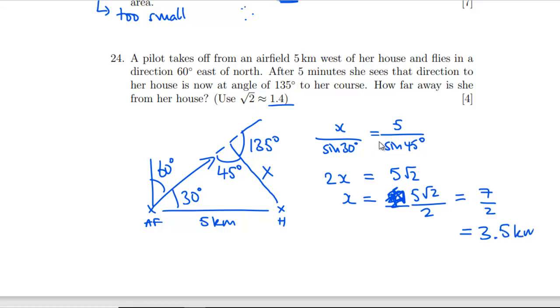3.5 kilometers. I suppose I really clocked that we were using that 1.4 for root 2, which makes the sums a little bit quicker. Yeah, that was just a straightforward vectors question. So easy 4 marks there.